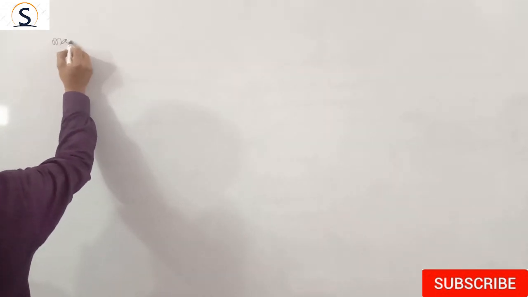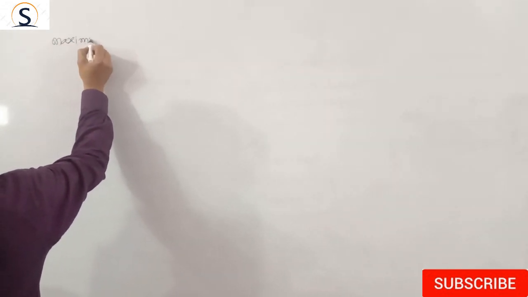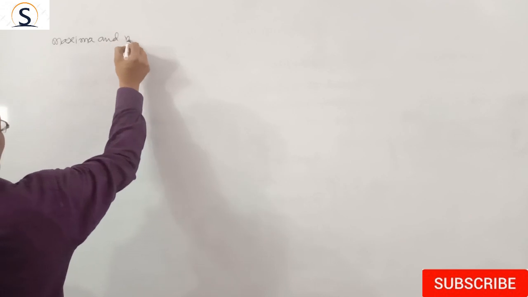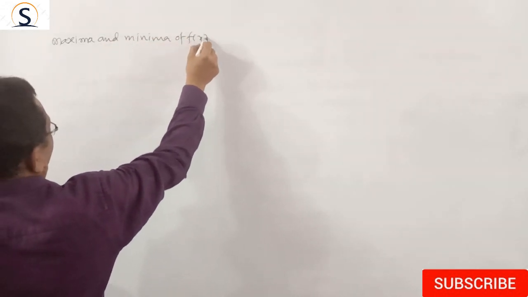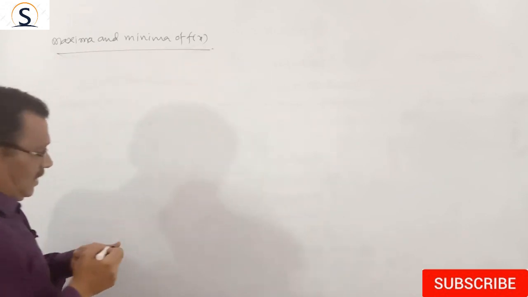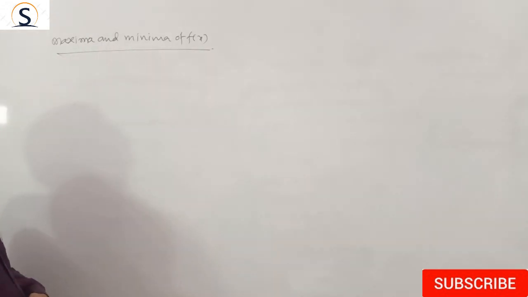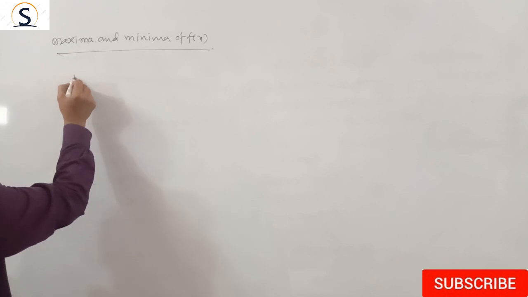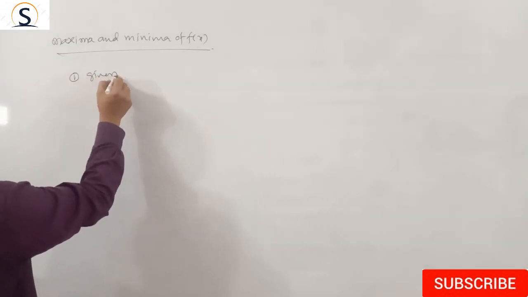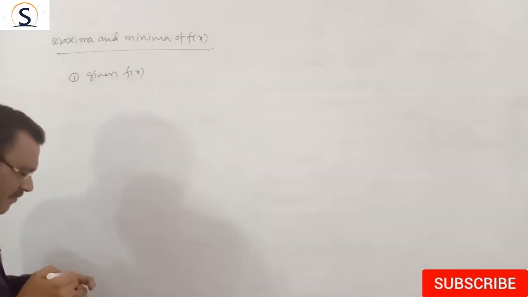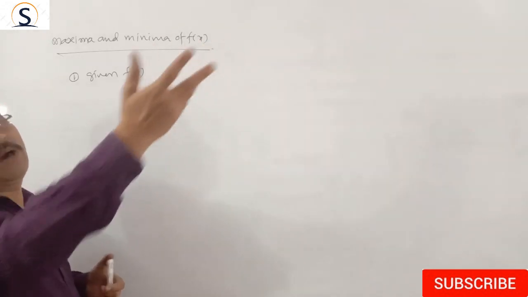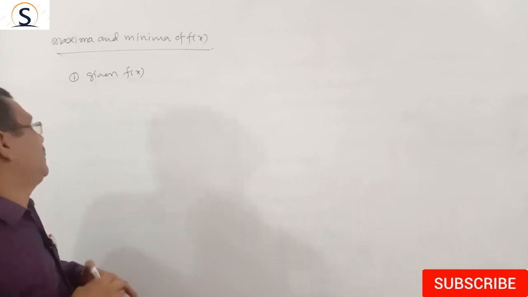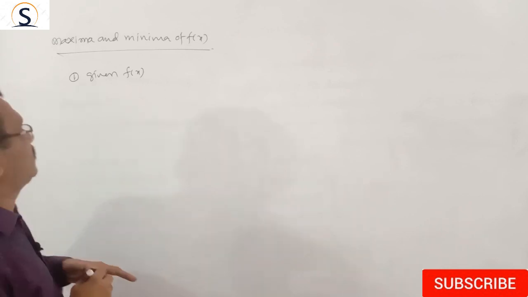So now, maxima and minima of the function f of x. First, this is given: f of x. If a function is directly given, you call it f of x, that is, f of x is equal to some polynomial, trigonometric function, whatever it is. Now this is given, f of x.